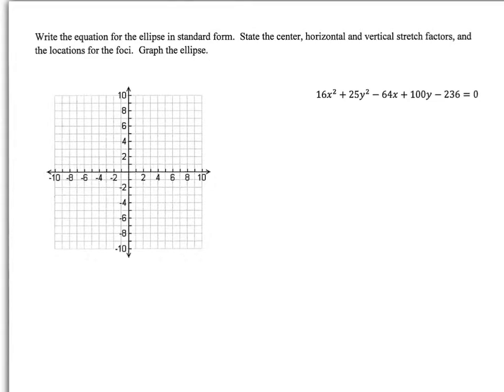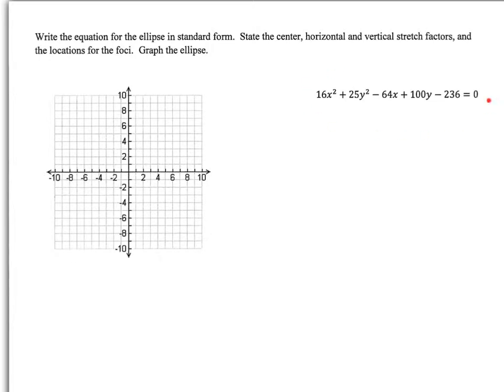Hey, let's write the equation for the ellipse in standard form. Here's our directions up here. Let's look at them again. Write the equation for the ellipse in standard form. That's the h squared and k and all of that. State the center. Horizontal, vertical stretch factors. H equals, V equals. Locations of the foci. That's the coordinate points, so we'll figure that out. Then graph the ellipse.